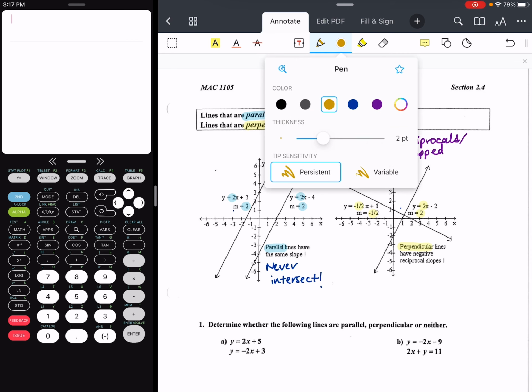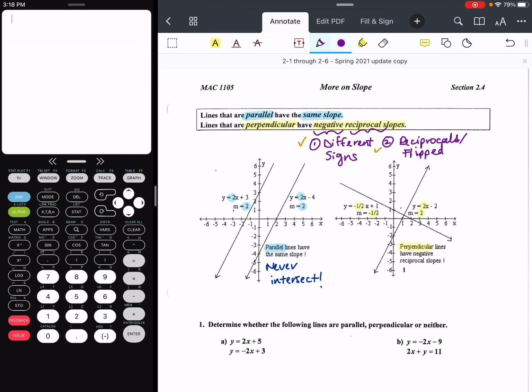And specifically, perpendicular lines on a graph do intersect, and they specifically intersect at a right angle. So to make this perfect plus sign, when they intersect, they create this perfect 90-degree angle.